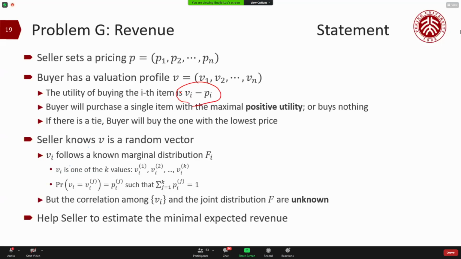If the utility is 0 or negative, then the buyer buys nothing. Otherwise, it will buy the one with the maximal positive utility. And if there's a tie, the buyer will buy the one with the lowest price. And the seller knows that V is a random vector.